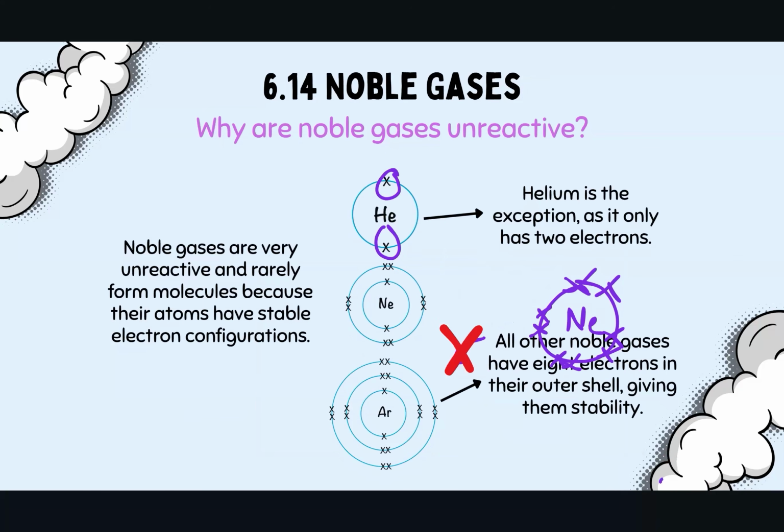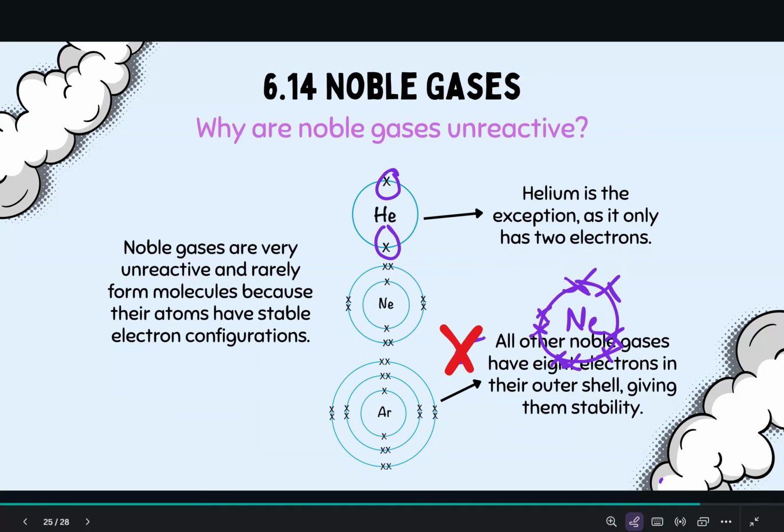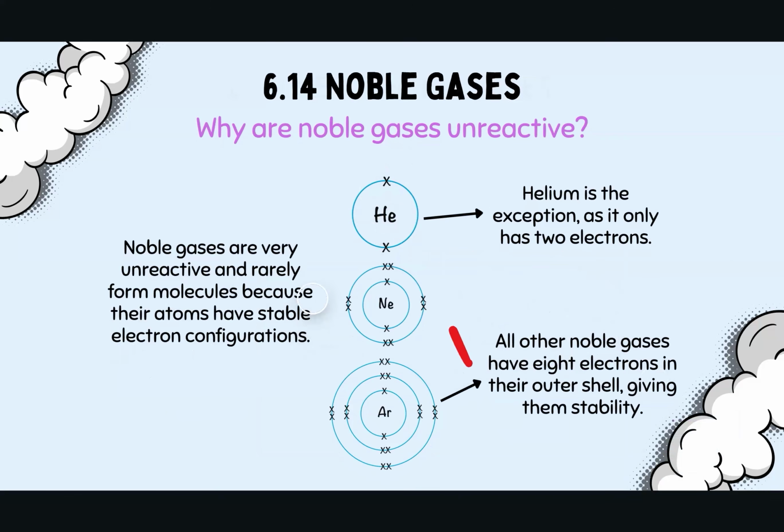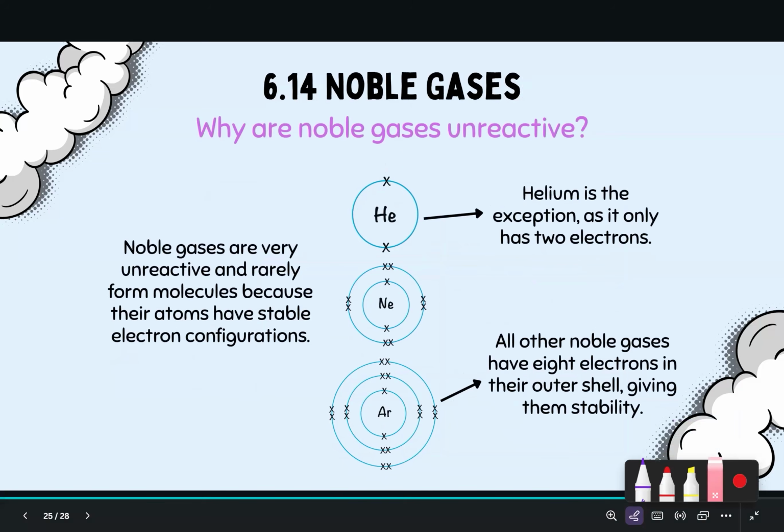The neon is not bothered about that electron because it already has a full outer electron shell. So they're relatively unreactive and they rarely form molecules. So it's unlikely you're going to see something like this.